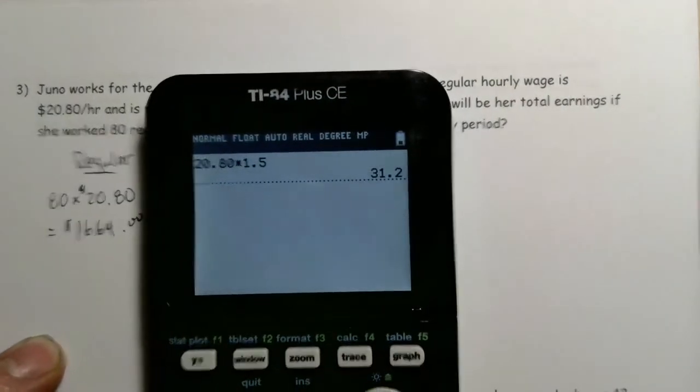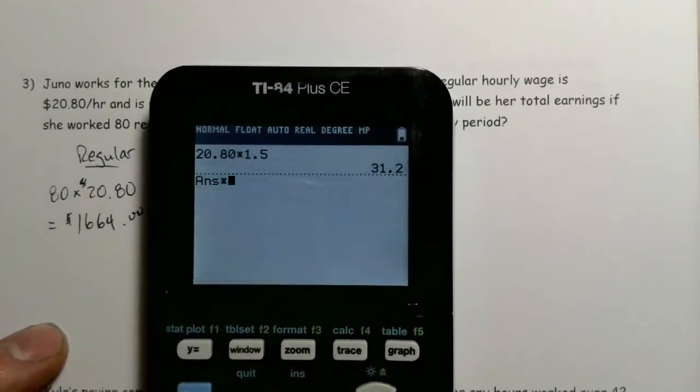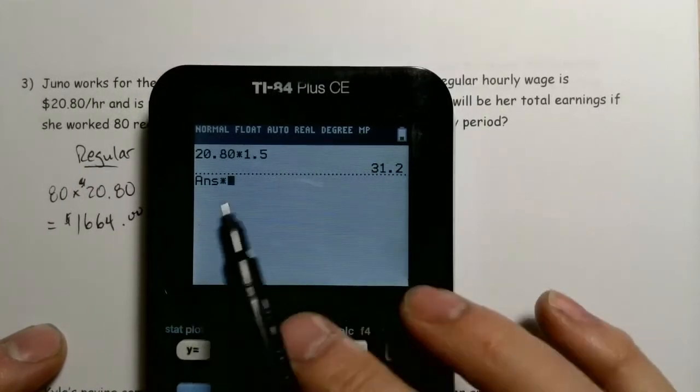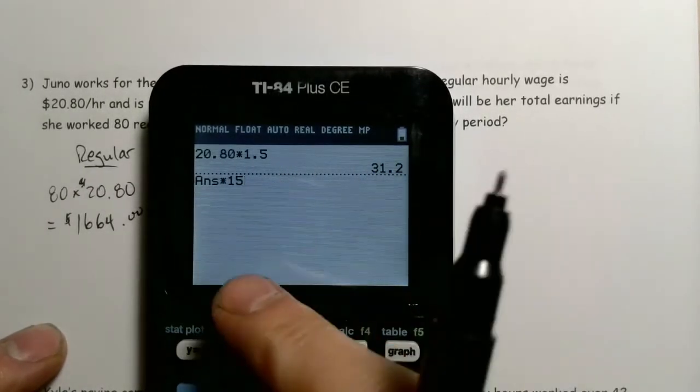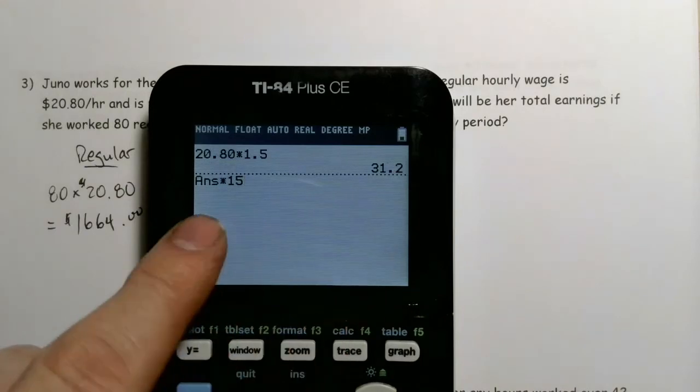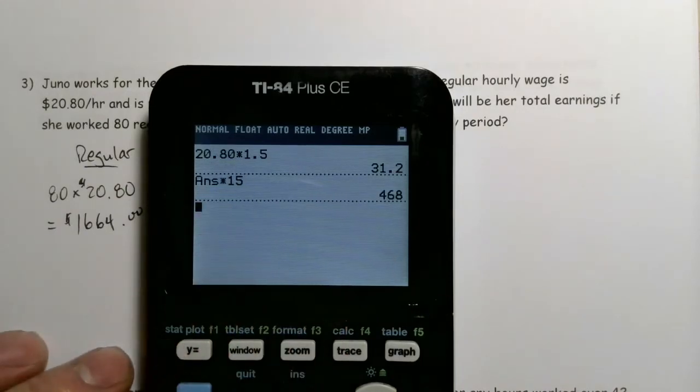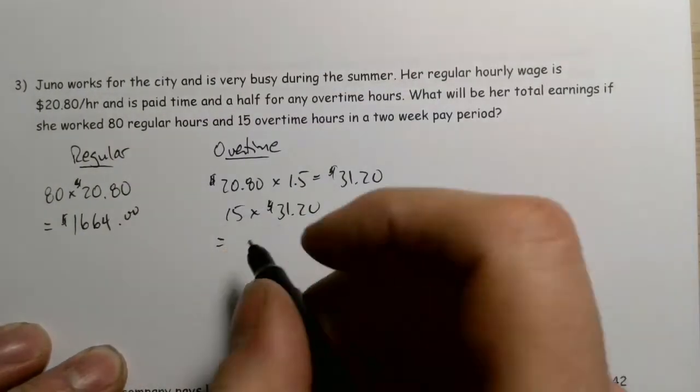So now that I've got that in my calculator, if I just press multiply right now, it knows to take that number up here and pull that down. So we're going to go $31.20. There's my answer, multiplied by 15. Ooh, and we're going to get $468.